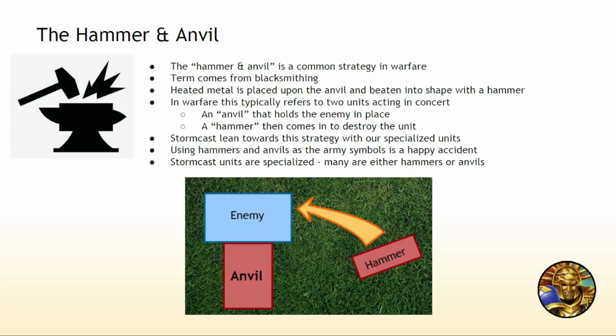In warfare, what this typically refers to is 2 units acting together to accomplish a goal. You have an anvil unit that holds an enemy in place, and then a hammer unit comes in from a flank or from behind in order to destroy that unit. And Stormcast in particular lean towards this strategy because a lot of our units are very specialized. We have many different anvil and hammer units. Liberators are an anvil, Paladins are typically hammers, and it may not be a coincidence that we use hammers and anvils in our army design, and then our units are also specialized in this way.